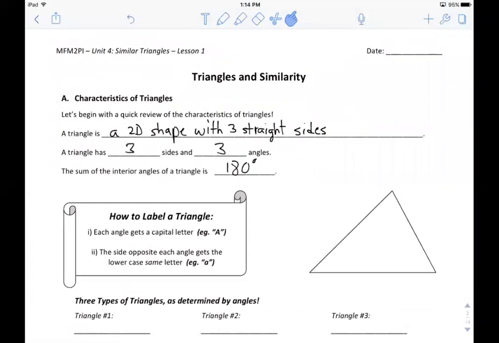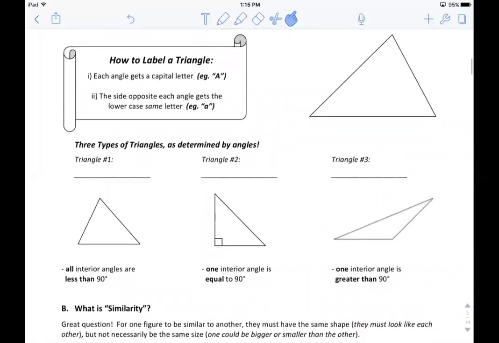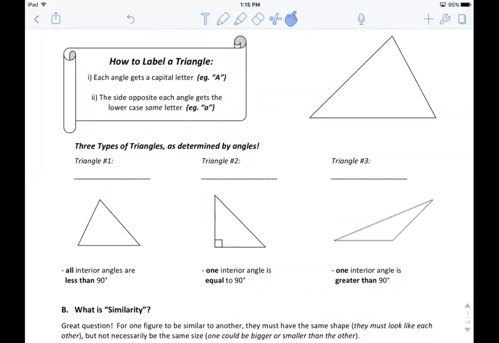So from there, before we get any further with other triangle stuff, we need to also know how we can label them correctly. So that part I'm going to do right along with you. You can see some of the instructions there. If you don't have a printed version of this note, then you can just sketch out little versions of these triangles along with me. So first instruction says that each angle should get a capital letter and that each side across from it on the opposite side should get the same lowercase letter.